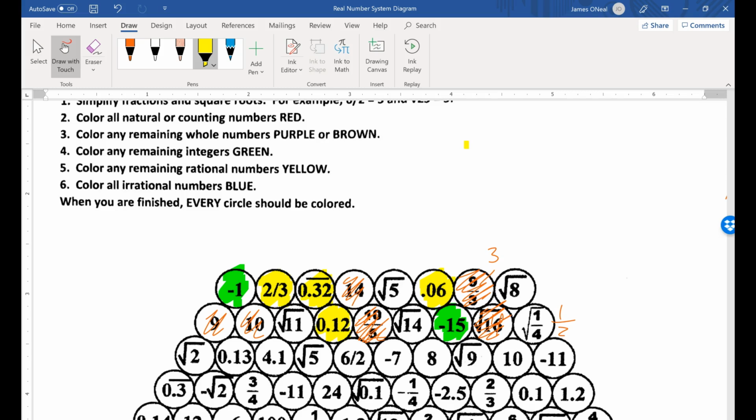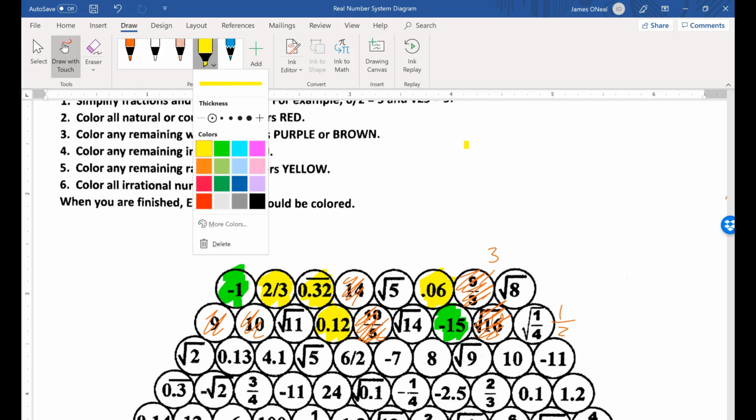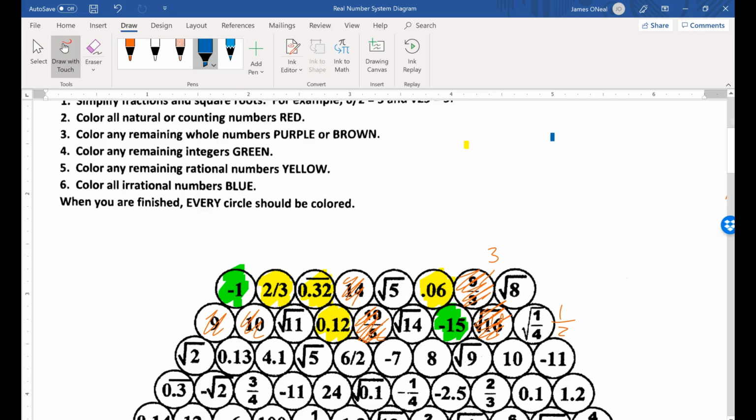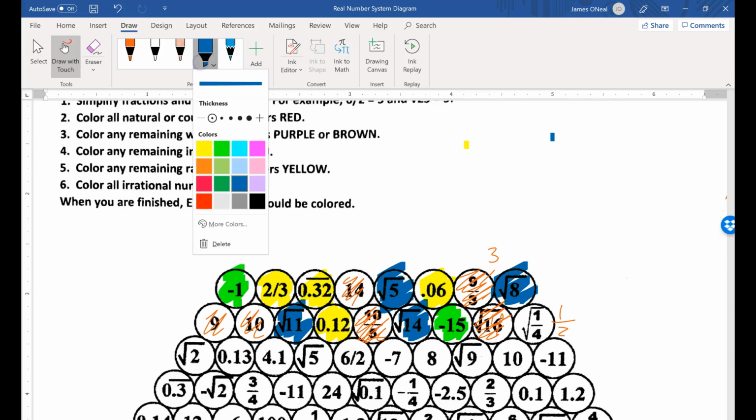And then irrational numbers are blue. Come on, blue. Let's go. Blue, irrational. You're not a perfect square. You're not a perfect square. And so, oops, I forgot about 1/2. 1/2 is rational because you are a fraction.